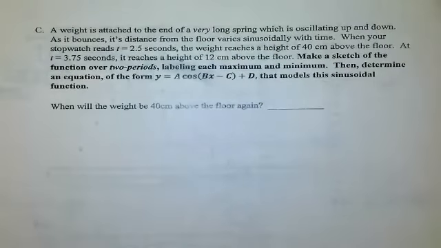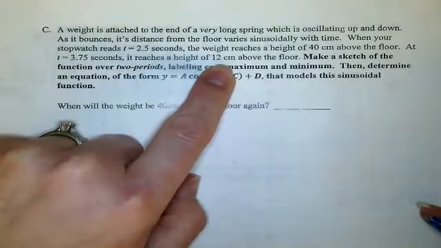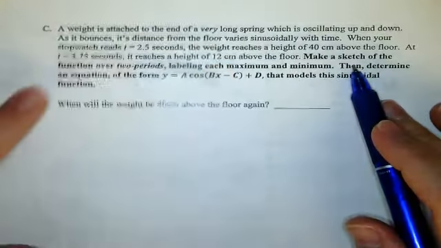When your stopwatch reads 2.5 seconds, the weight reaches a height of 40 centimeters above the floor. At 3.75 seconds, it reaches a height of 12 centimeters above the floor. Make a sketch of the function.